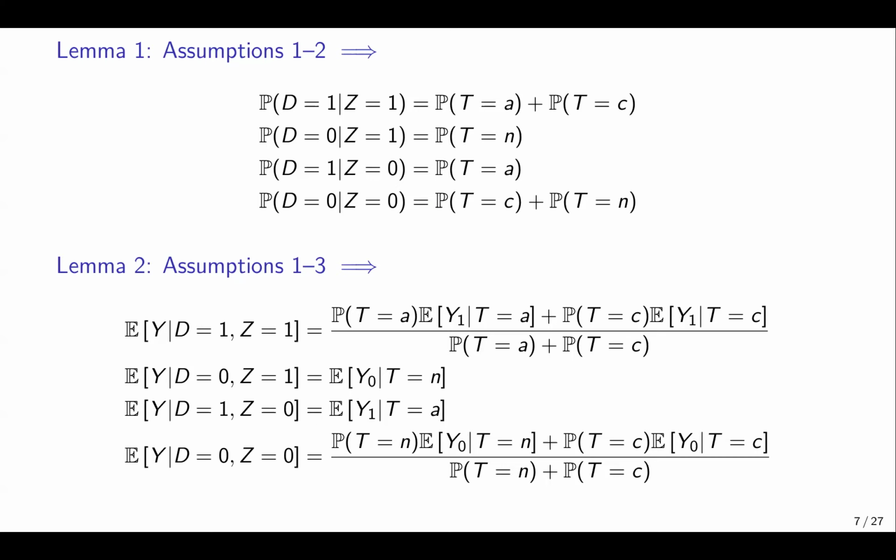But the basic idea is the same. We think of what possible types of people these are, and we'll use some iterated expectations. It brings us to this expression.